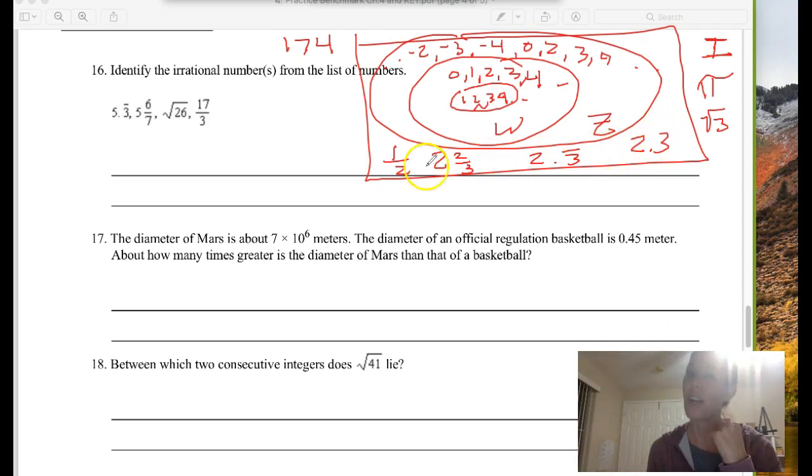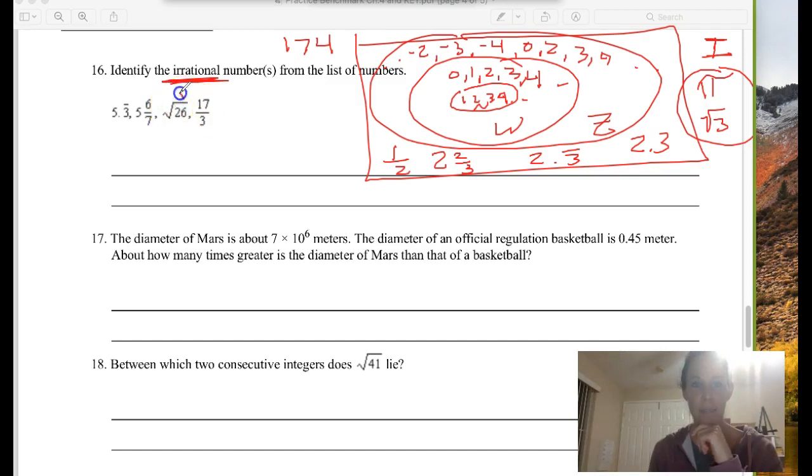So these are rationals. Irrationals are square roots of non-perfect squares like 3 and numbers like pi, 3.14, that goes on forever. So where's the irrational here? This is tricky. 5.3, that guy can be written as a fraction. It repeats. 5 6/7, that is a fraction, so it's not irrational. It can be brought back to fraction form. 7/3, not irrational. It's a fraction.